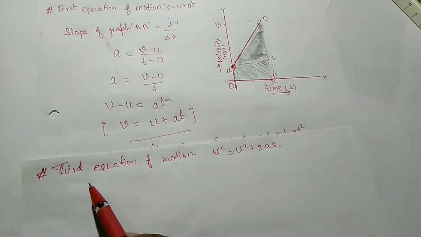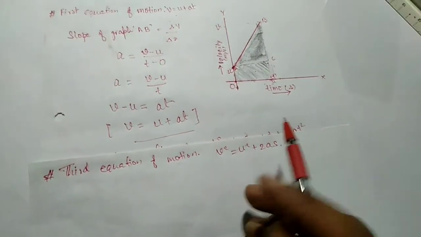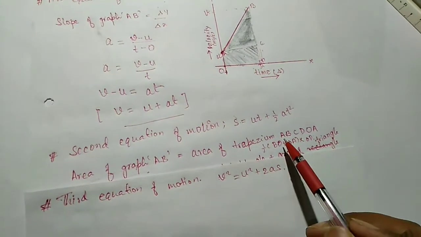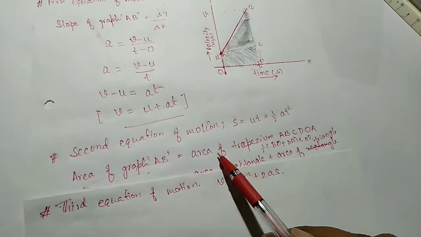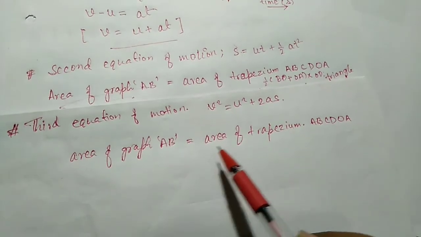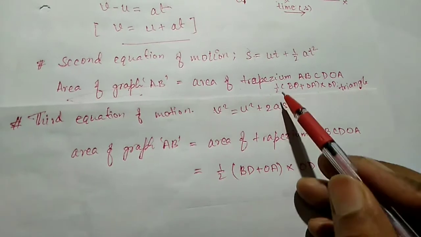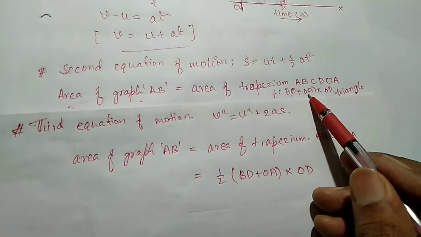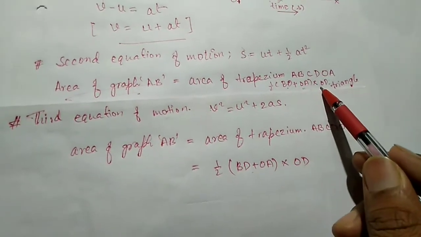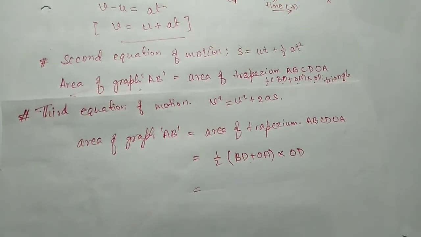Now for the third equation of motion. We have seen in this graph the area gives you what? Displacement, and you can use the area of trapezium. Now we are going to use that. So copied here, area of graph AB or area of trapezium ABCDOA, and the equation says, so here I have copied again, half BD plus OA into OD, that is sum of parallel sides into perpendicular distance between the parallel sides. Now let's fill in the values.